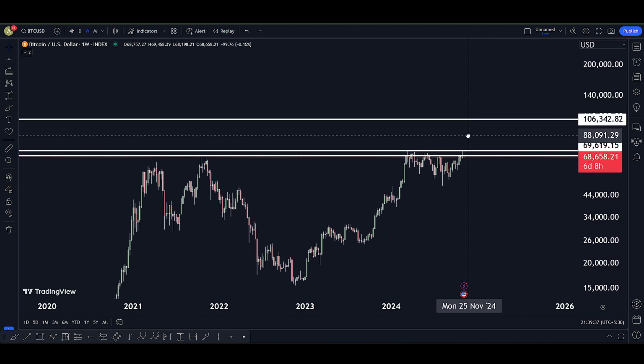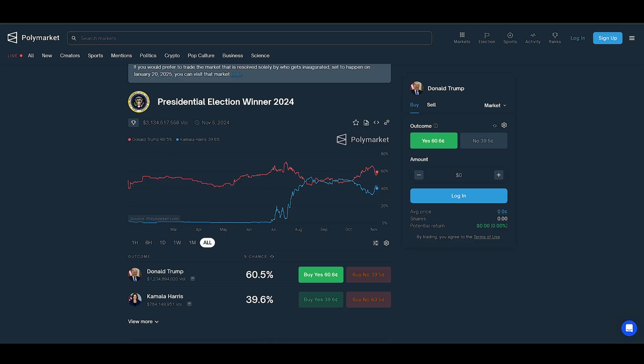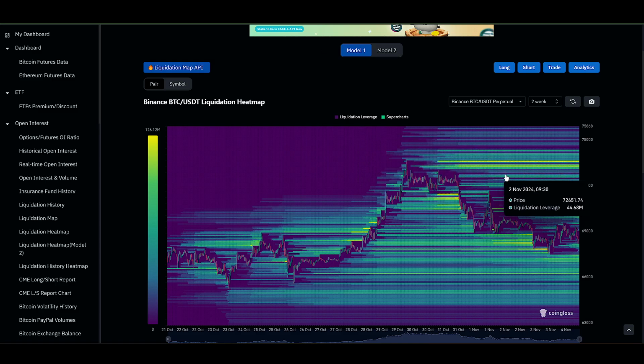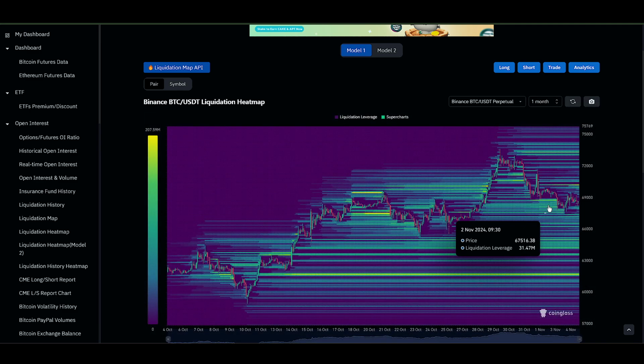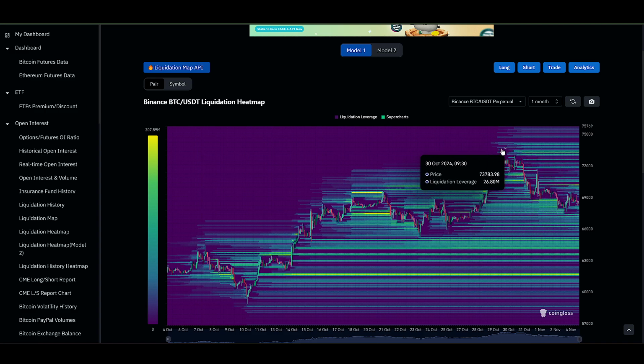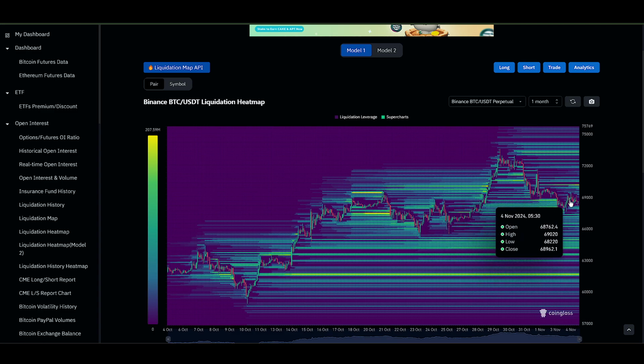So let's just move on to the important part. The important part is the liquidation. If we look at the 2-week time frame or the 1-month time frame, we see that the upside liquidations have been taken out, and the low side liquidations are also being tackled. You can see the majority of liquidations that were sitting around 68,700 have actually been taken out. So this is important for me.